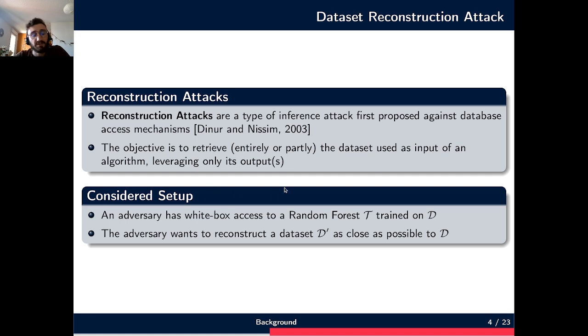More precisely, we consider the setup where an adversary has white box access to a trained random forest, and the objective of the adversary is to reconstruct as accurately as possible the training set that was used to train the forest.